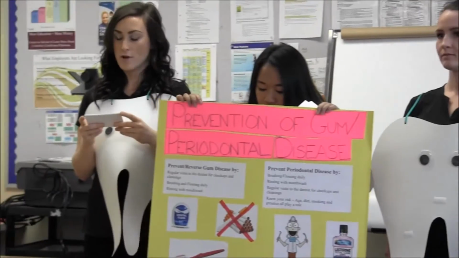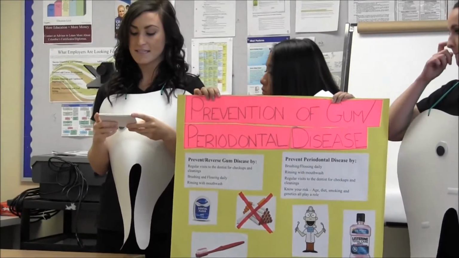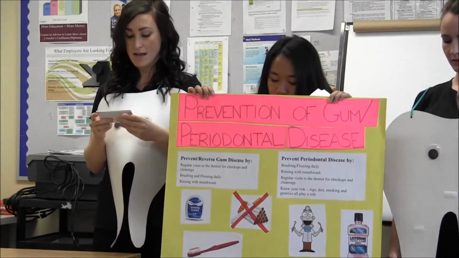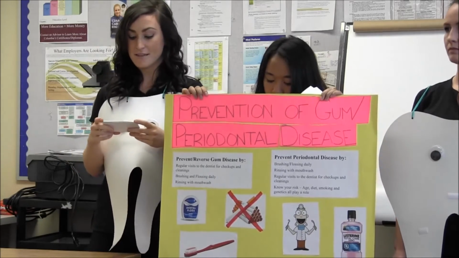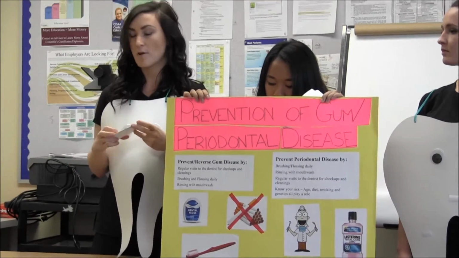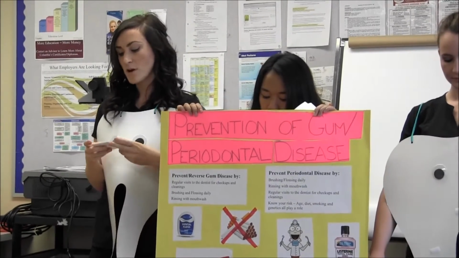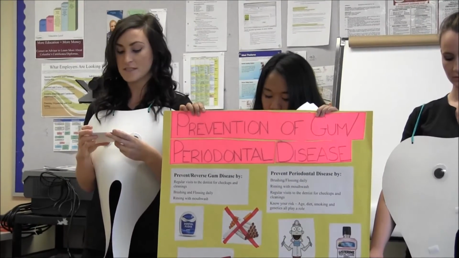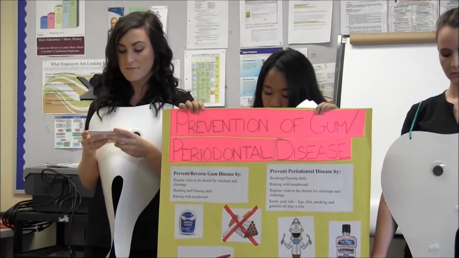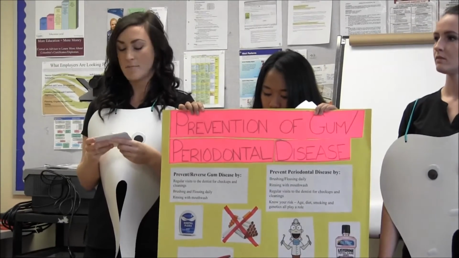Okay, so as I said before, gingivitis can be reversed in most cases when proper plaque control is practiced. Proper plaque control consists of professional cleanings twice a year, as well as brushing and flossing daily. Twice a day is preferred. Brushing will eliminate plaque from the visible surfaces of the teeth, and flossing removes it from in between the teeth and under the gum line.